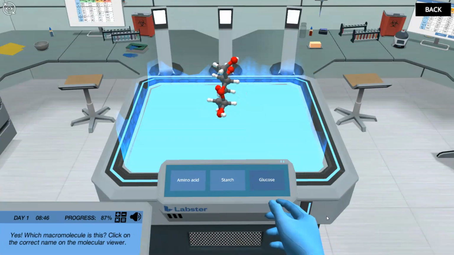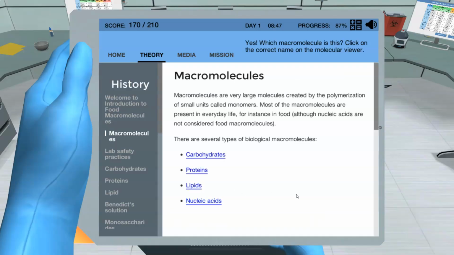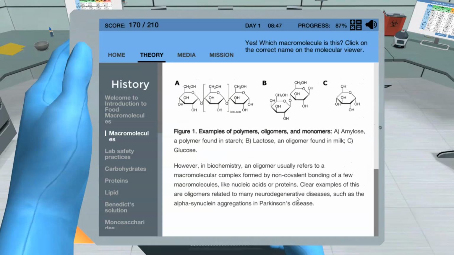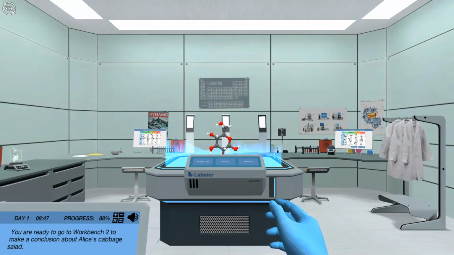Yes. Which macromolecule is this? Click on the correct name on the molecular viewer. Congratulations. You know the structures of these important food macromolecules. Learn more about macromolecules by clicking View Theory. You are ready to go to workbench 2 to make a conclusion about Alice's cabbage salad.